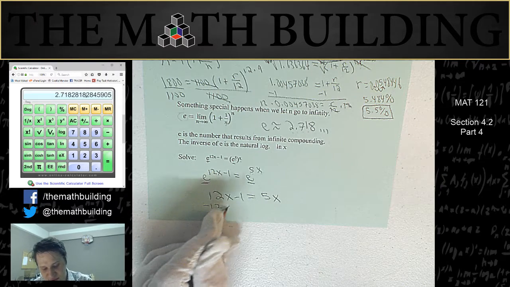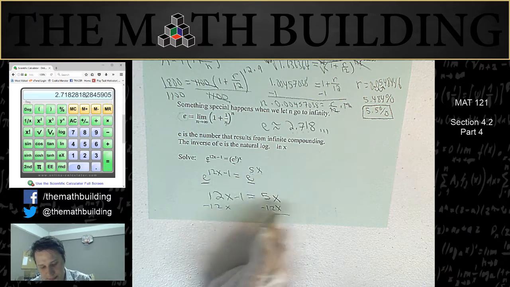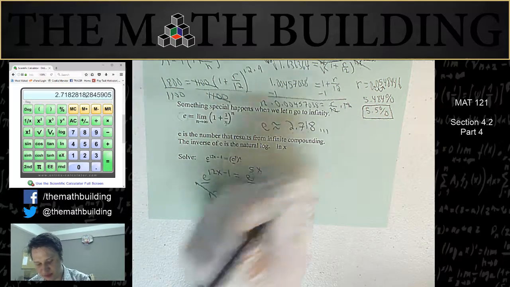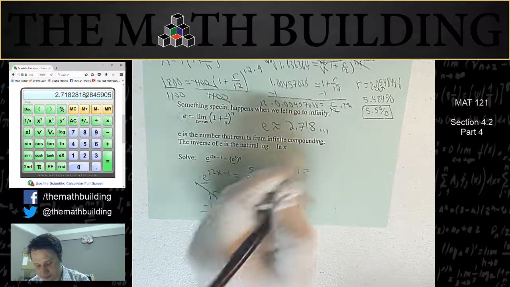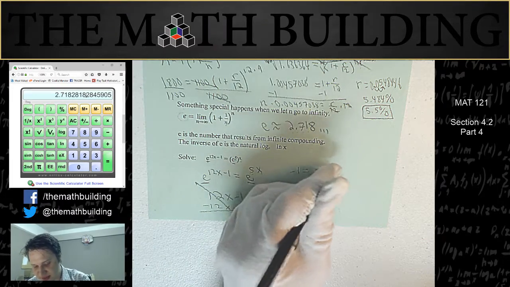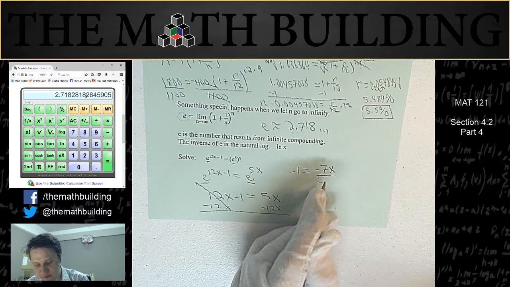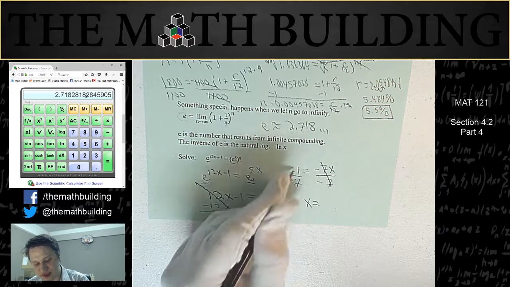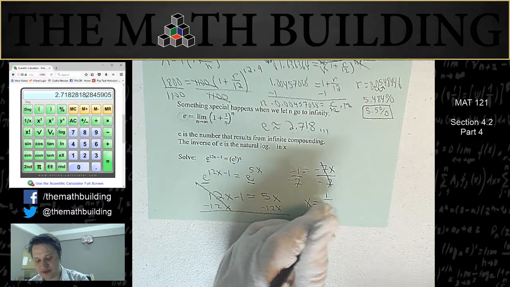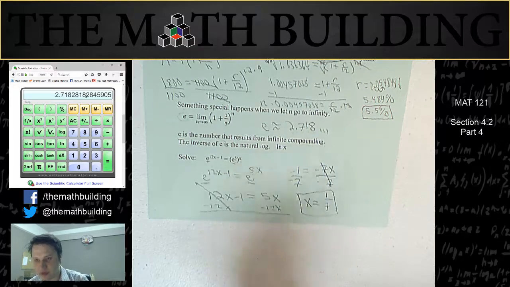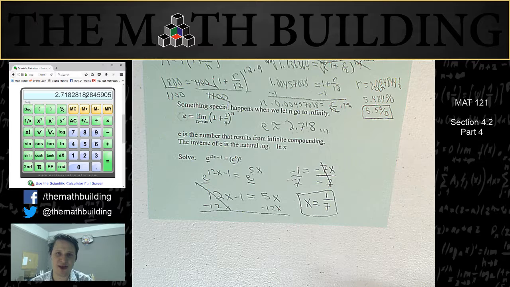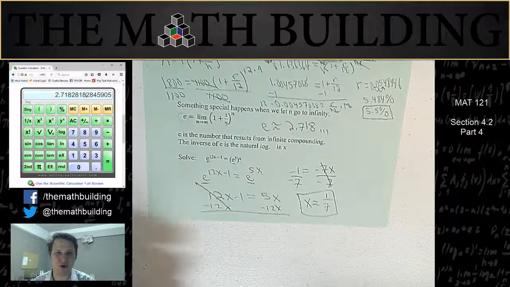Let's subtract 12x on both sides. Negative 1 on the left is all that remains. 5x minus 12x is negative 7x. And then finally just divide by negative 7. So x equals negative 1 over negative 7, and 2 negatives make a positive. So there's the answer to that one. So don't get thrown off by the e. It's a very special number that you should look into, and we'll look at it more in future videos.